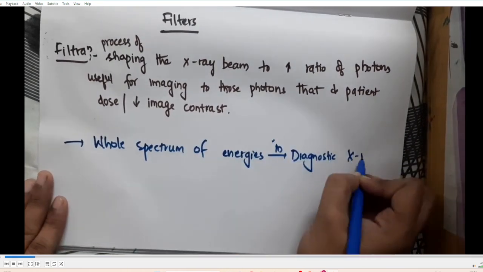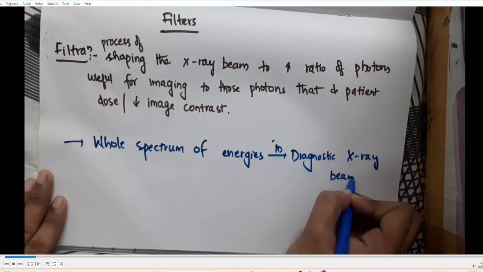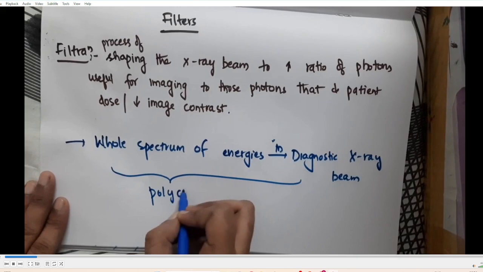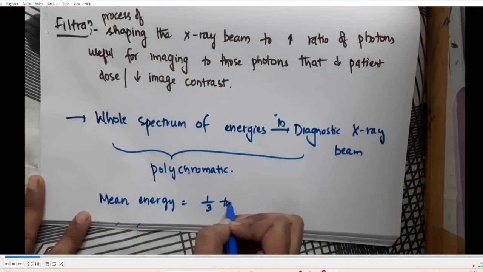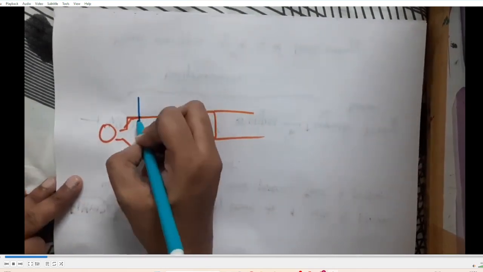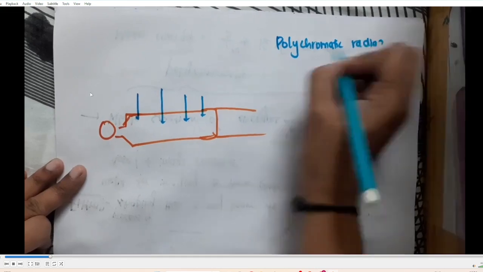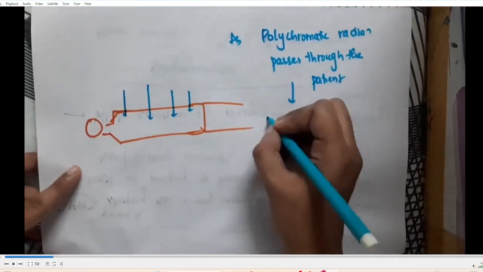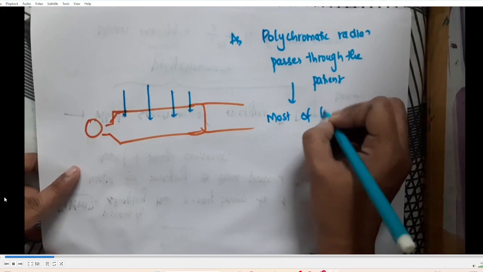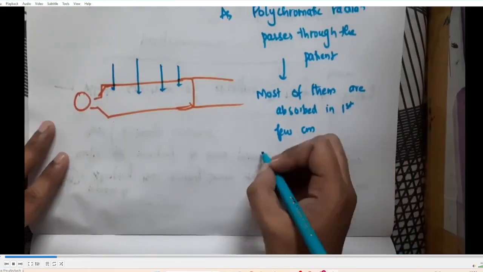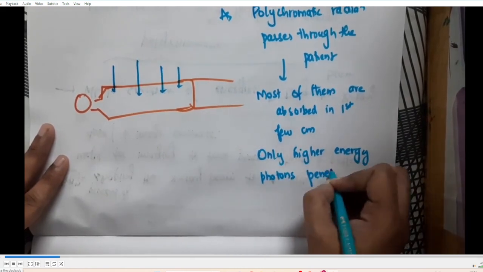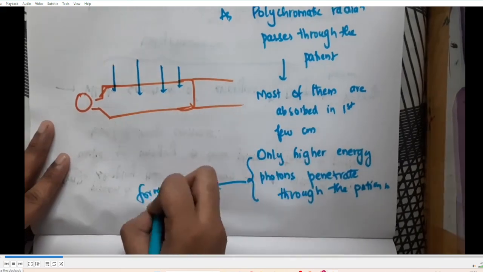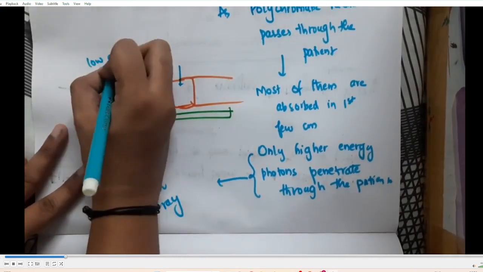Diagnostic X-ray beams are composed of photons that have a whole spectrum of energies, that is, a polychromatic X-ray beam. Their mean energy is from one-third to half of their peak energy, so many photons fall in the lower energy range. As polychromatic radiation passes through the patient, most of the lower energy photons are absorbed in the first few centimeters of tissue, and only higher energy photons penetrate through the patient to form the radiological image.